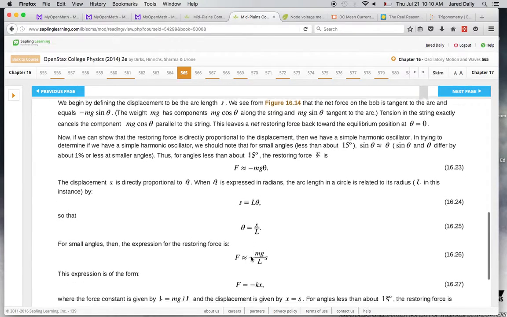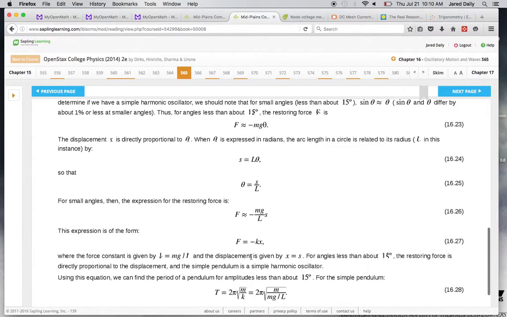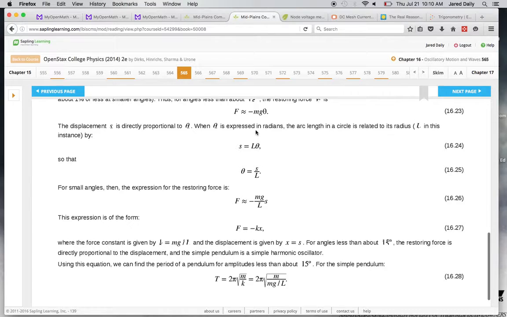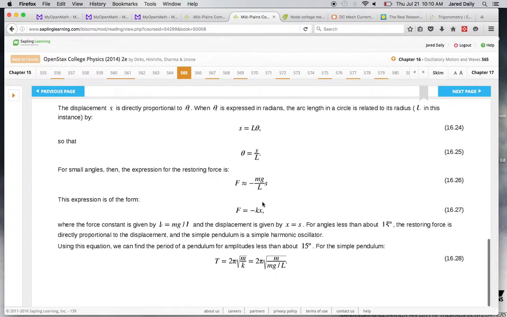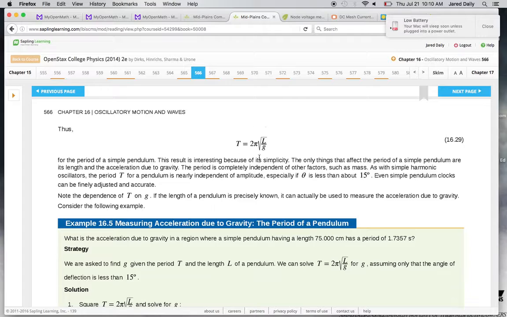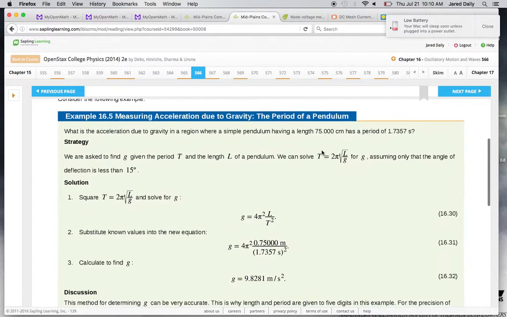And we can do all the math for this. We've done it once before, and you get the same results as before. The period is completely independent of the mass. It doesn't matter how much mass is on there. It just matters how long it is. So here's the calculation for the period of a simple pendulum: 2 pi times the square root of the length of the pendulum over a gravitational constant g, little g.